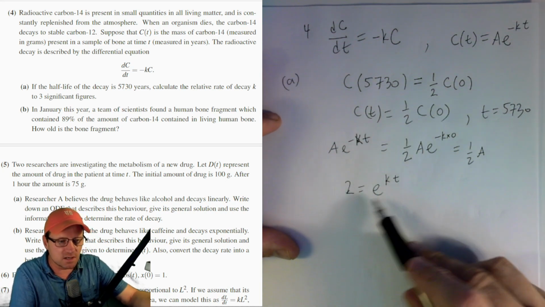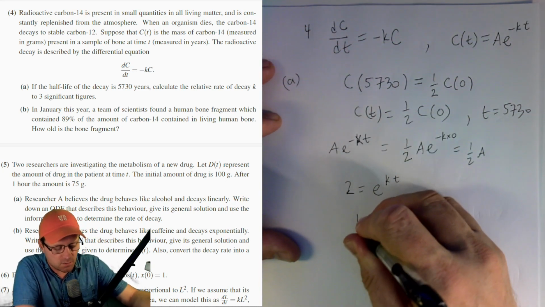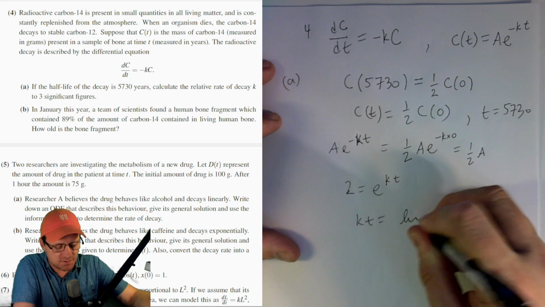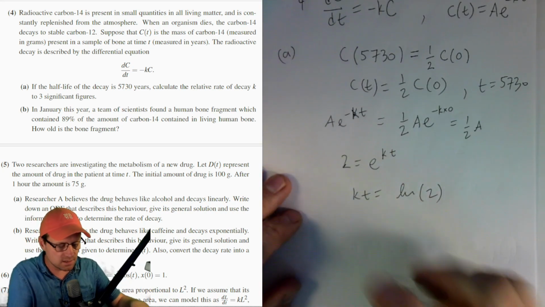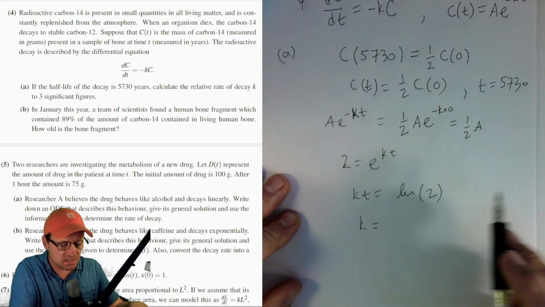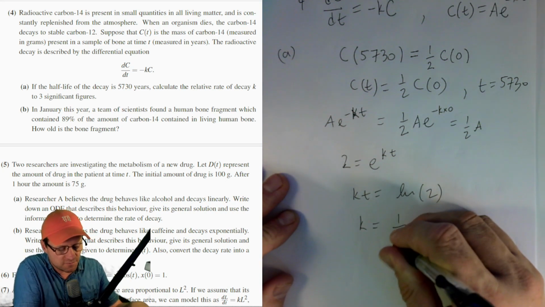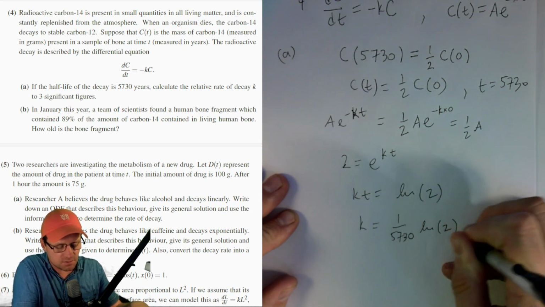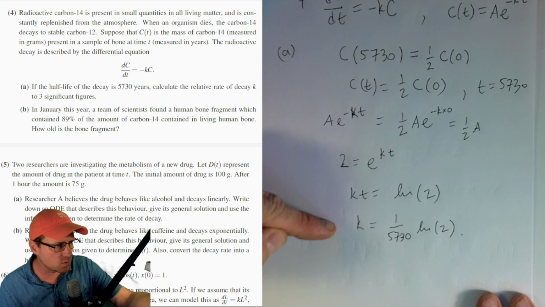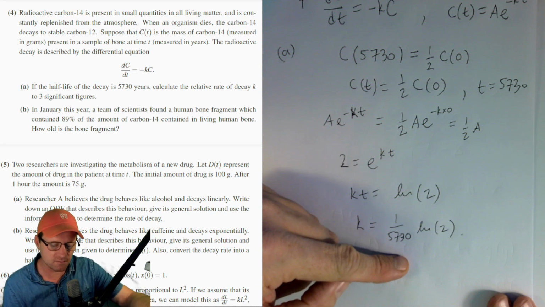So solving this equation for kT, because we want to solve for k, we have kT is equal to the natural log of 2. And so k is equal to 1 over T, but T is 5730. So 1 over 5730 times the natural log of 2. Okay, and so we've answered question 4a. We found the relative rate of decay k, but we haven't done that to 3 significant figures.